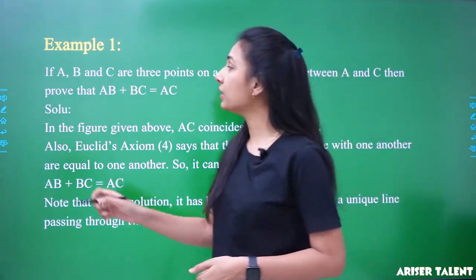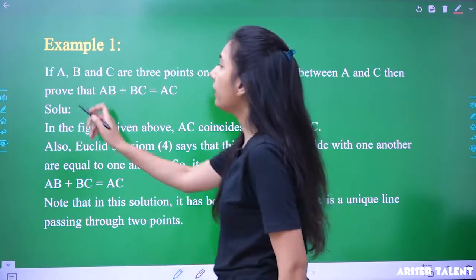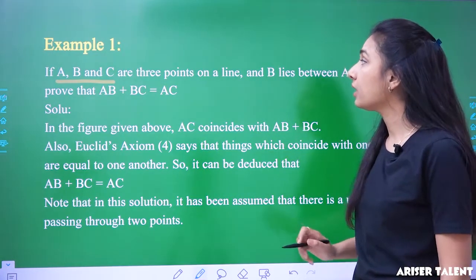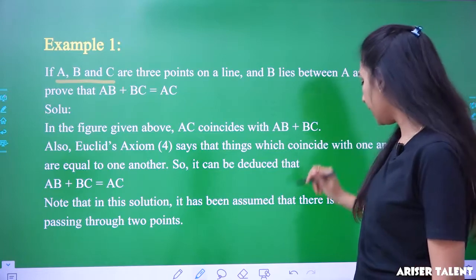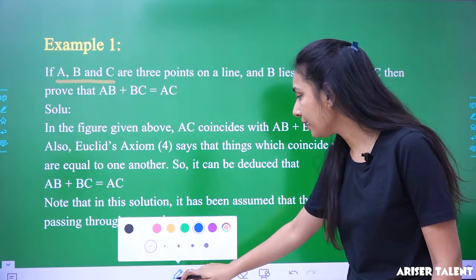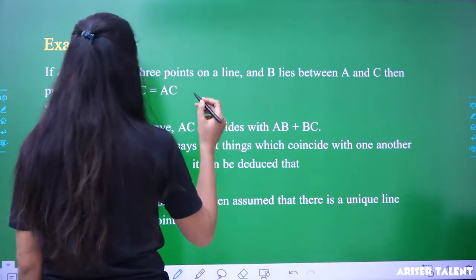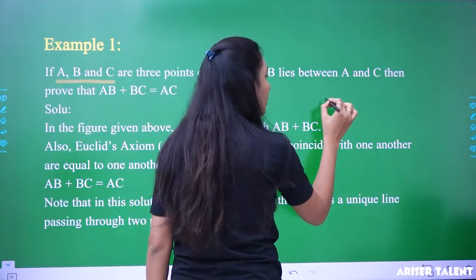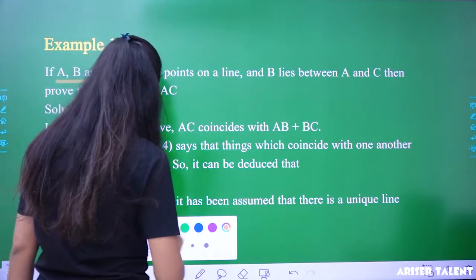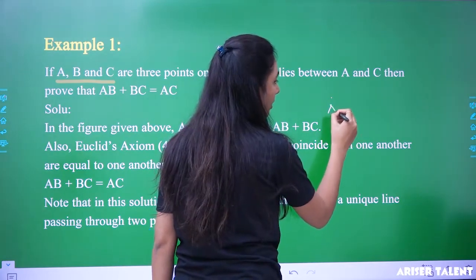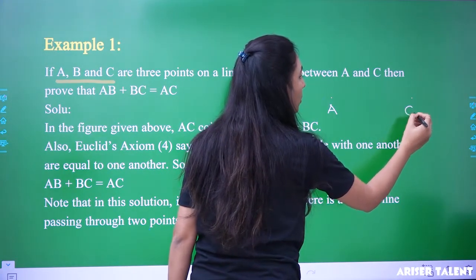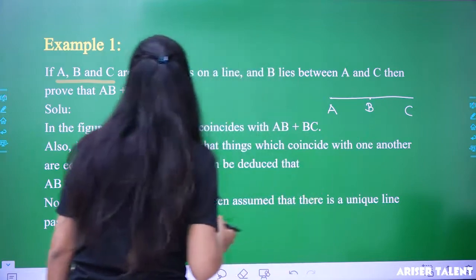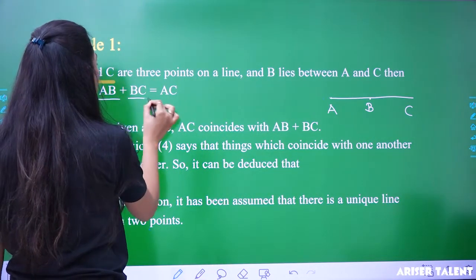So the very first example was: if A, B and C are 3 points on a line, and B lies between A and C. That means we have A, B and C, 3 points on a line, and B lies between A and C. So we have 2 end points, A and C, and in between these 2 points there is a point B. Prove that AB plus BC equals AC.